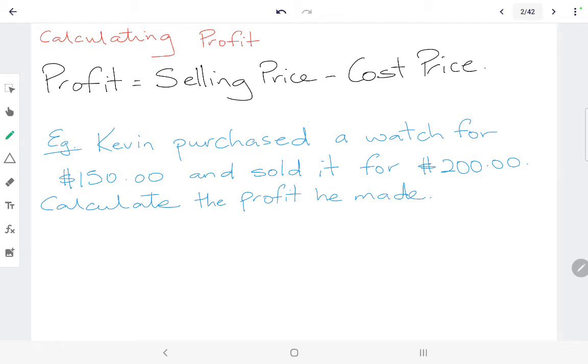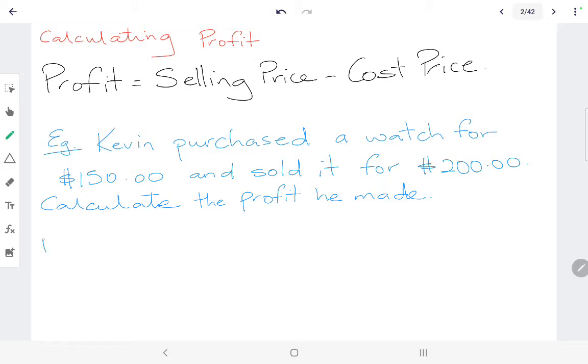Good. So from the question we have Kevin purchased a watch for $150 and sold it for $200. So we realize that the cost price is $150, the selling price is $200. So therefore, once the selling price is higher than the cost price, we know it was a profit that was made. So let's now calculate the profit made.